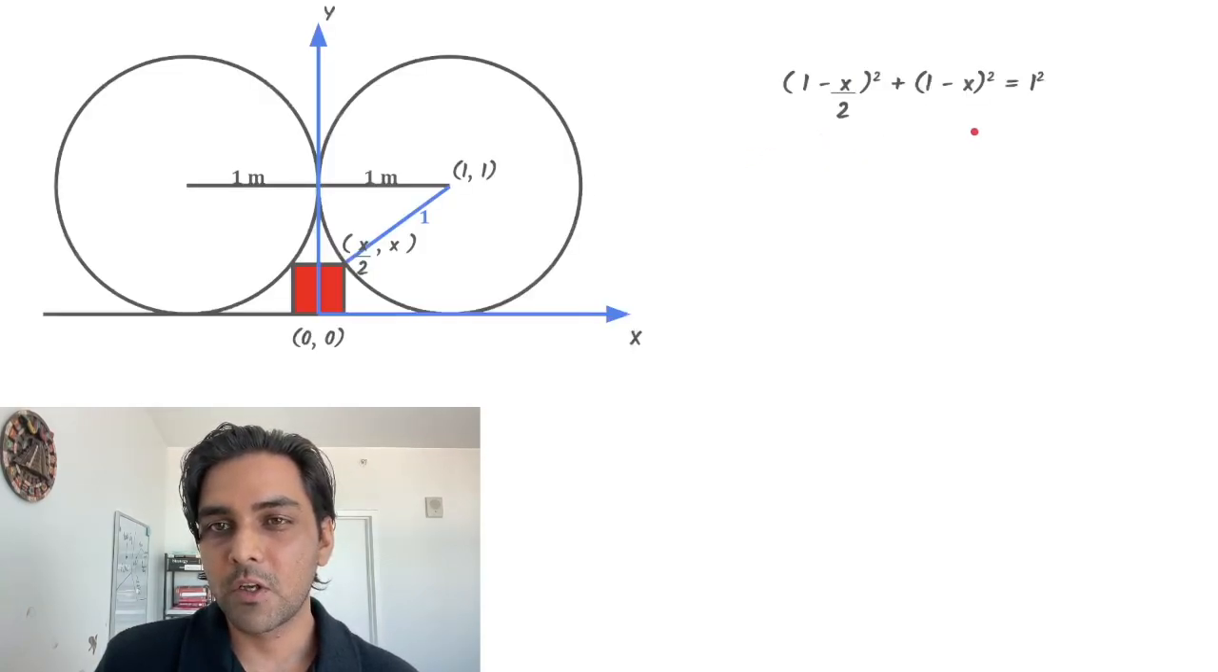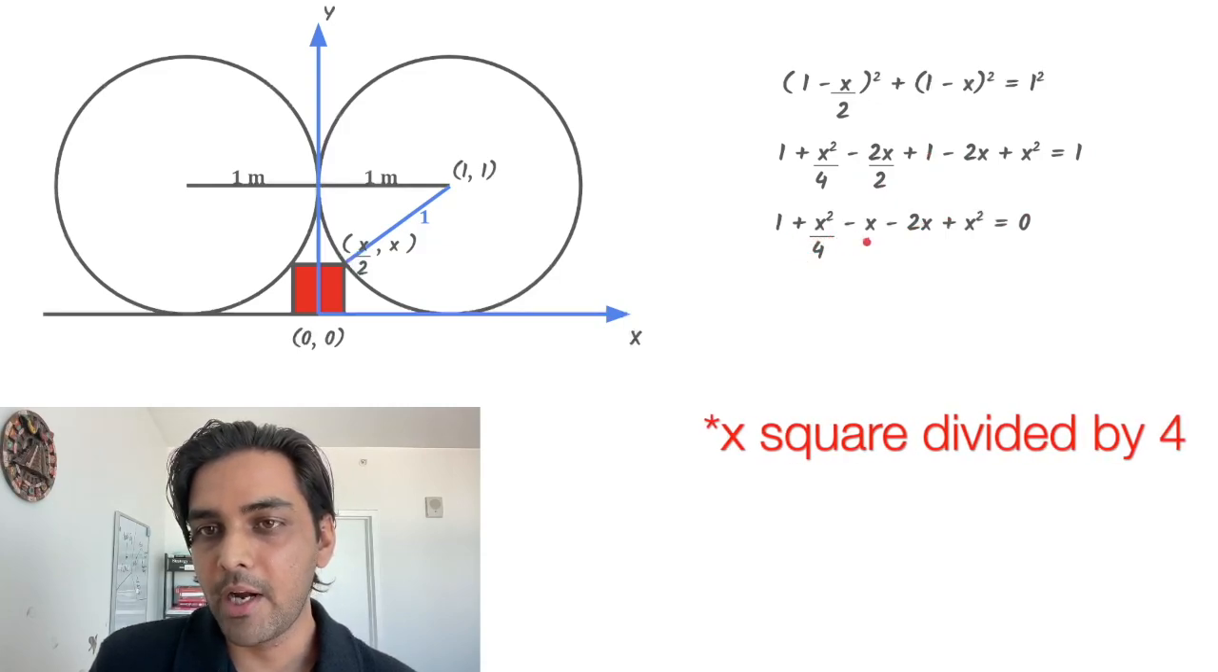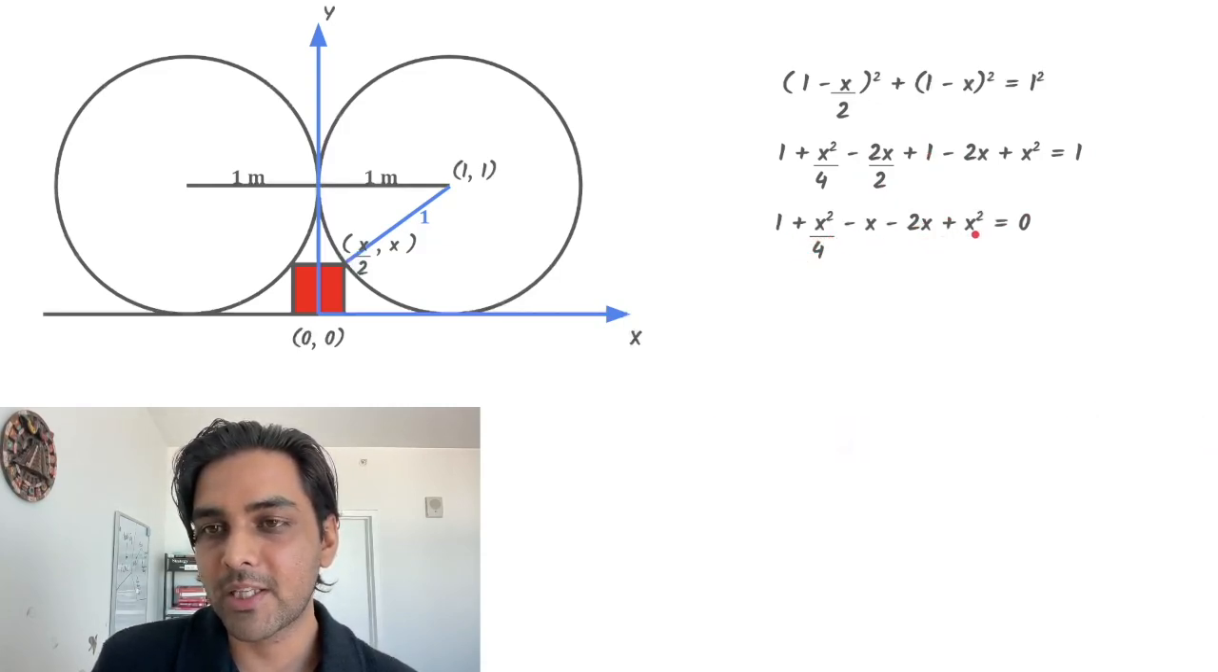If we expand these two terms, we will get 1 squared, which is 1, plus x divided by 2 whole squared, which is x squared divided by 4, minus 2 times x divided by 2, plus 1 squared, which is 1, minus 2x plus x squared. And this whole thing is equal to 1 squared, which is 1. Now this term simplifies to x, and we can subtract 1 from both sides to get rid of this 1 and this 1, and we get x squared divided by 4 minus x minus 2x plus x squared equals 0. Let's add both these terms to get minus 3x, and we get x squared divided by 4 minus 3x plus x squared equals 0.